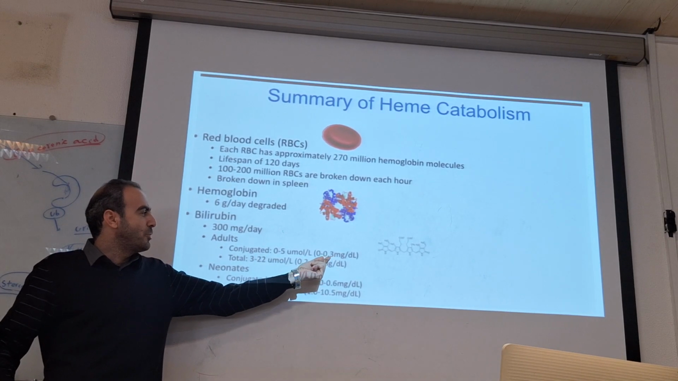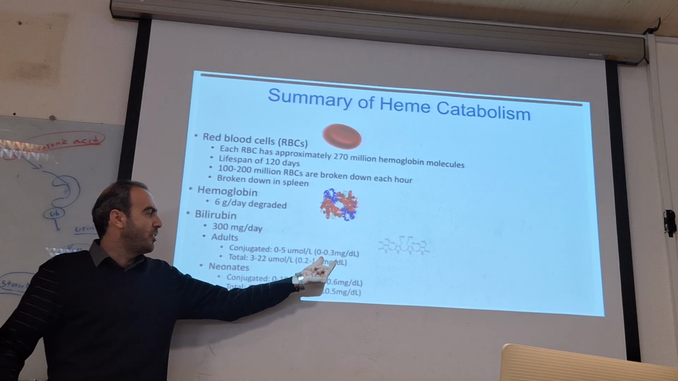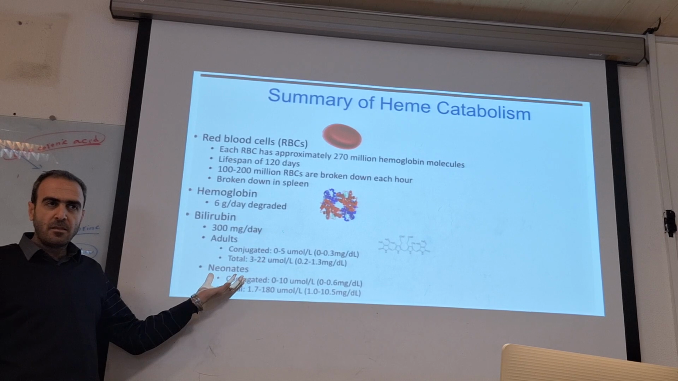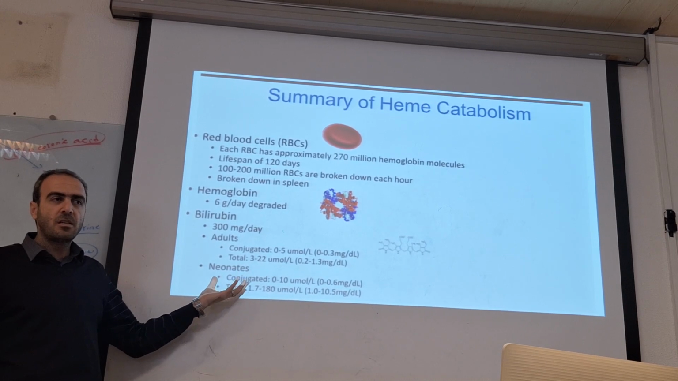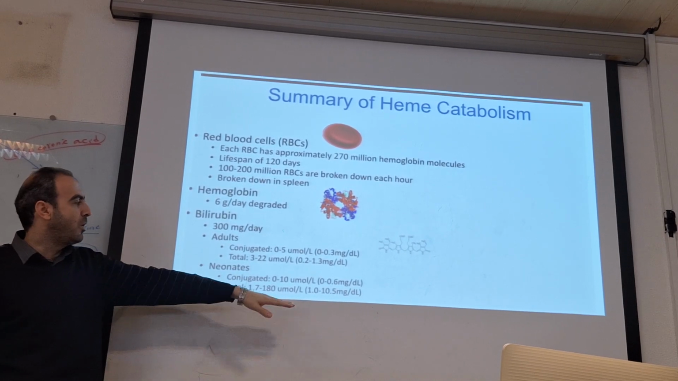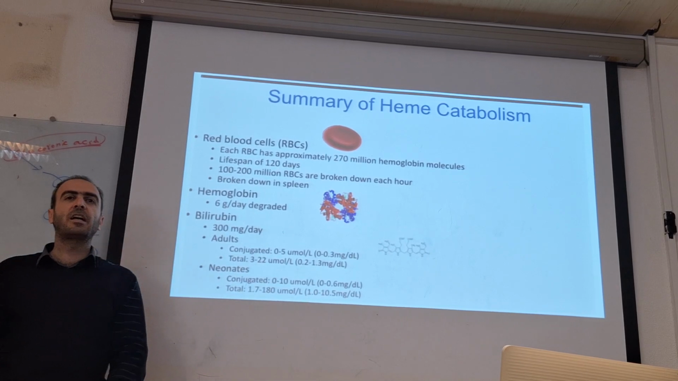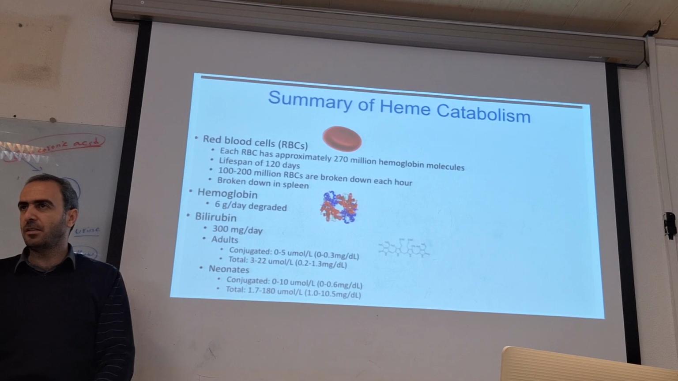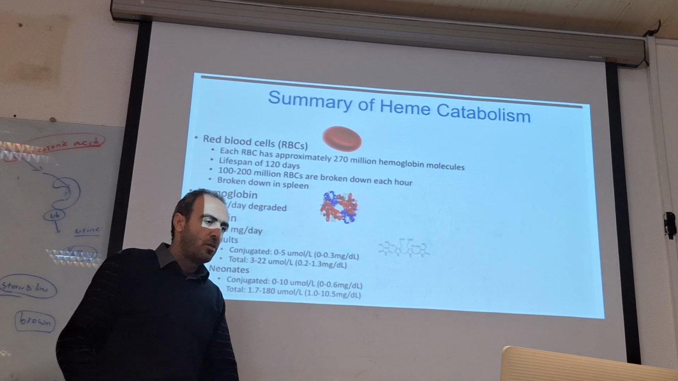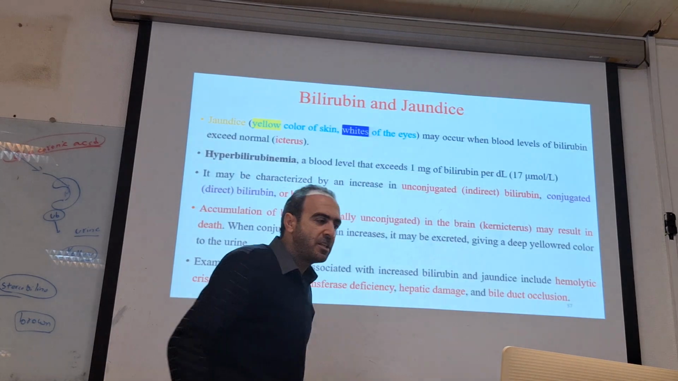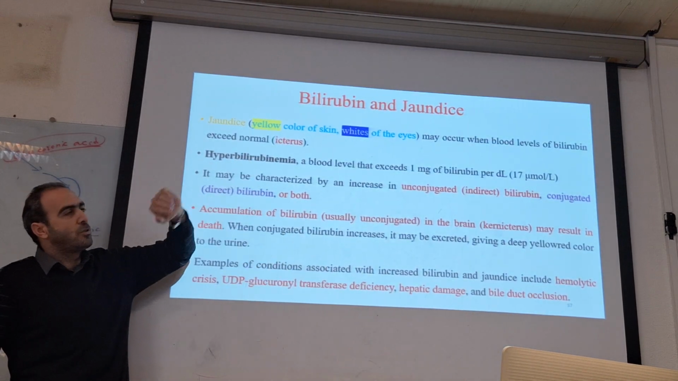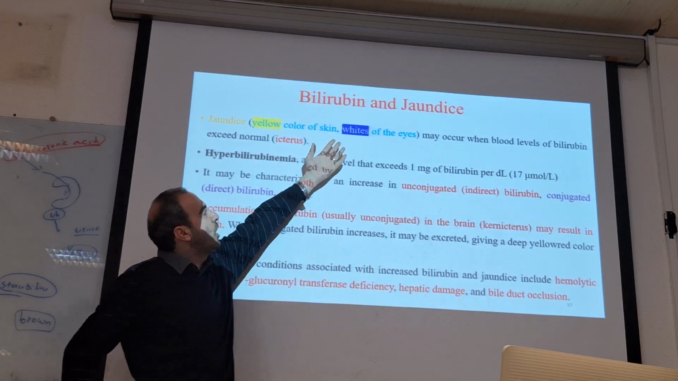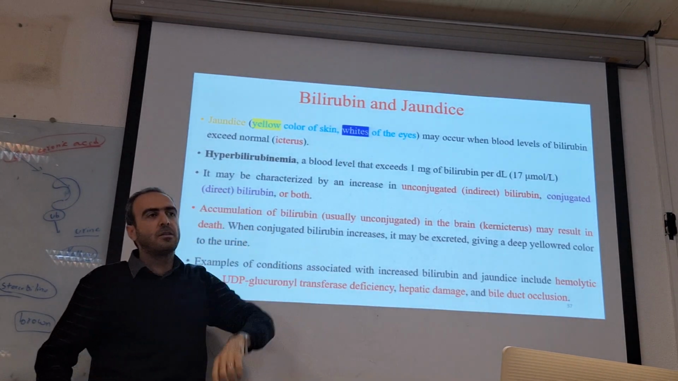Unconjugated is 0 to 0.3 and total about 1. But in neonates, bilirubin concentration is high, maybe up to 10 milligram per deciliter. So we have a disease known as jaundice. Jaundice is yellow color of the skin, and the white of the eye is also yellow.